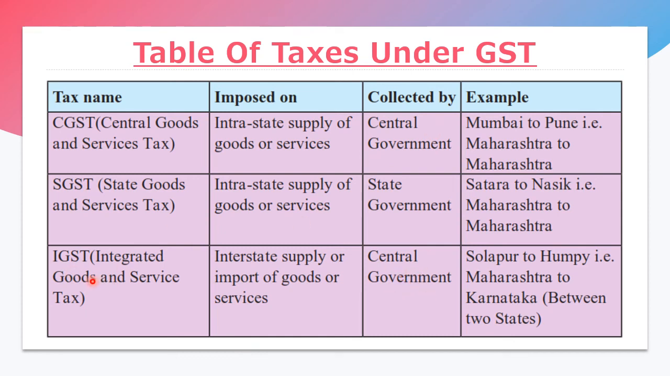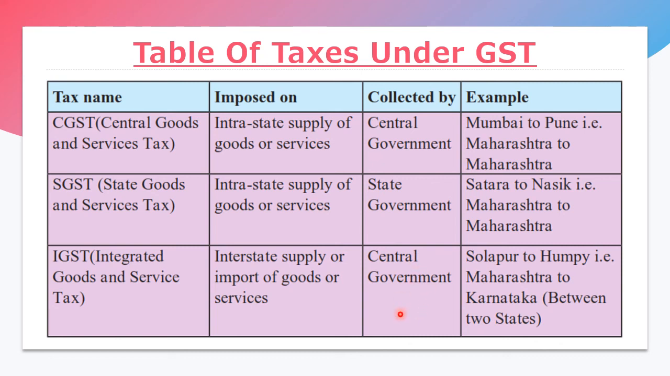ये IGST tax कौन collect करता है? Central government. For example, we can say सोलापुर to हम्पी. हम्पी कहाँ पे आता है? कर्नाटका में. ओके, सो सोलापुर का स्टेट है महाराष्ट्र और हम्पी का स्टेट है कर्नाटका. सो दैट इज महाराष्ट्र टू कर्नाटका. सो दिस आर टू डिफरेंट स्टेट्स. दैट्स व्हाई ये कौन सा टैक्स लगाएगा? IGST. ओके, सो दिस इज अ इंटीग्रेटेड टैक्स. ये इंटीग्रेटेड टैक्स कब लगता है? अगर दो डिफरेंट स्टेट्स के बीच में गुड्स और सर्विसेज हम लोग सप्लाई कर रहे हैं या इंपोर्ट कर रहे हैं, सो दैट टाइम ये टैक्स लगता है. ओके, सो और ये टैक्स कौन कलेक्ट करेगा?